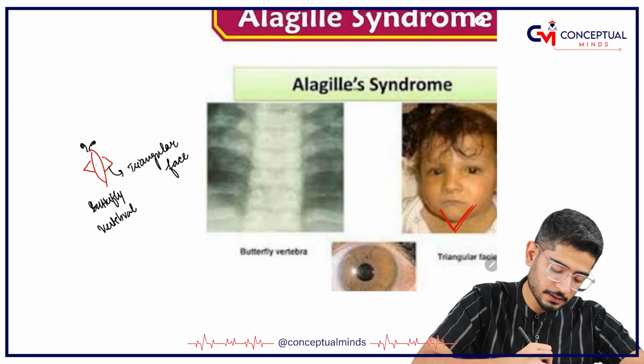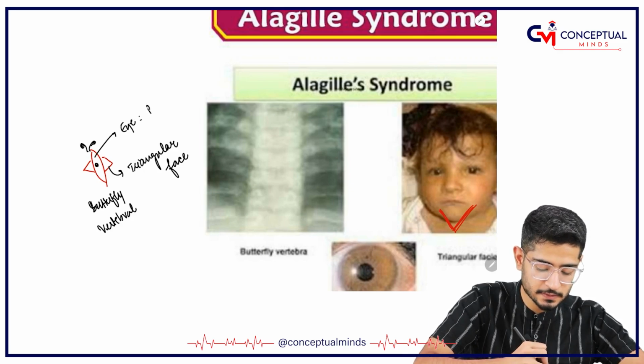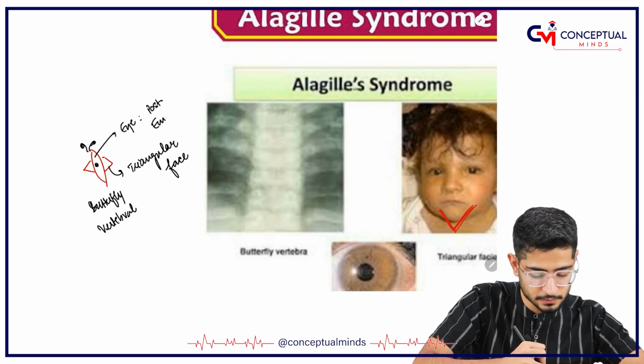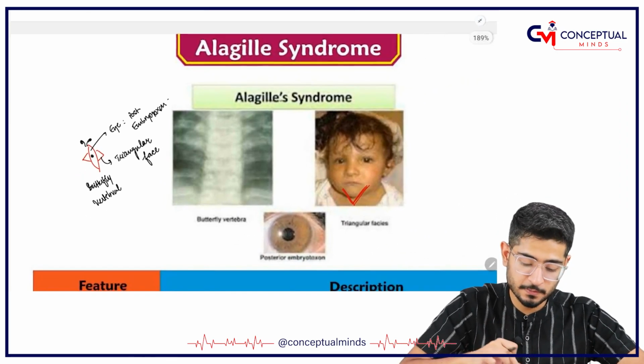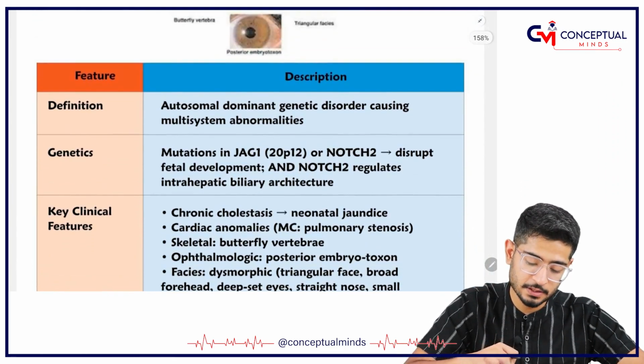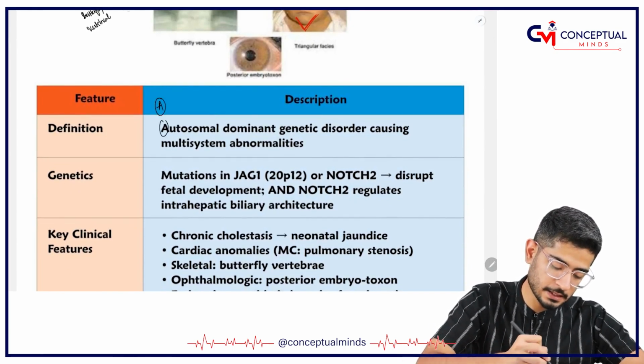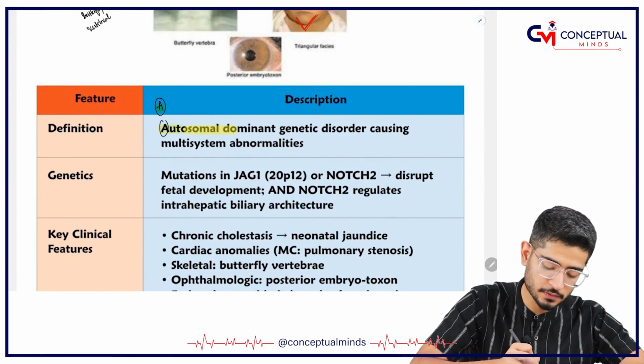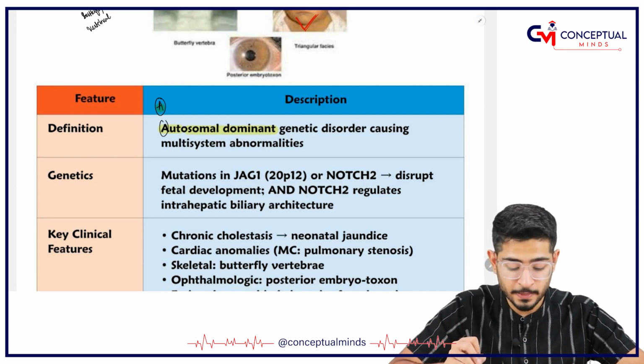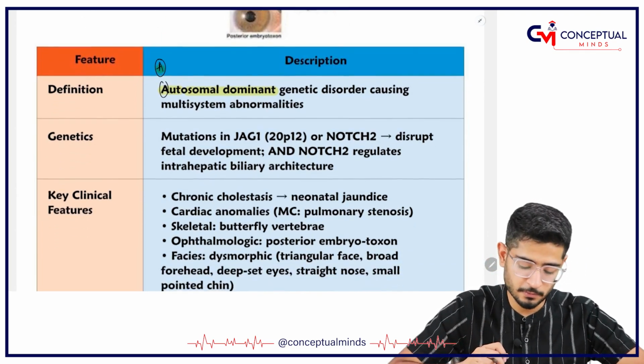And the third important thing, this looks like an eye. So you have an eye manifestation also, that is called posterior embryotoxon. So this is about Alagille syndrome. By definition, please remember Alagille syndrome, starting from A, A means autosomal dominant genetic disorder that causes multisystemic abnormalities.